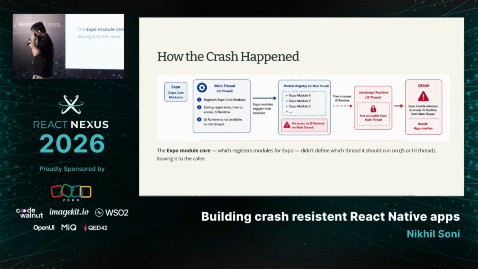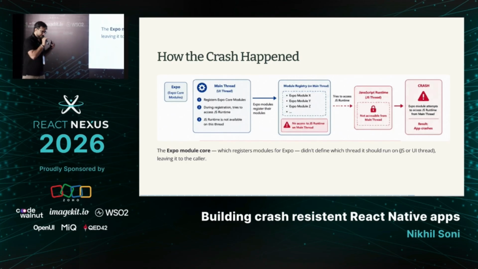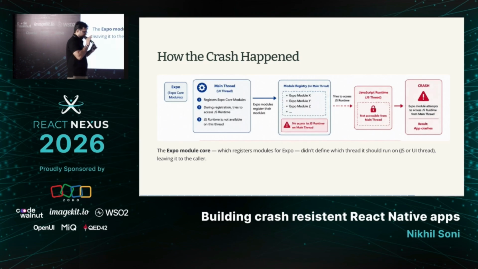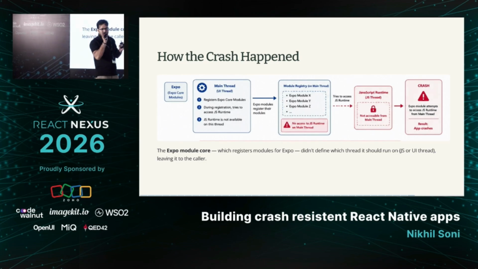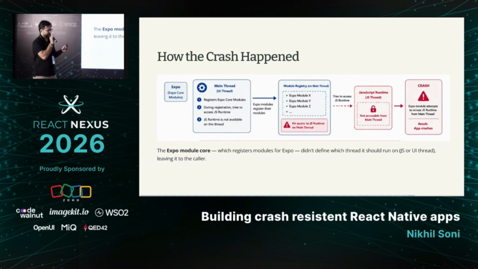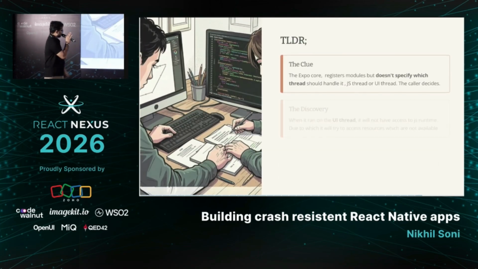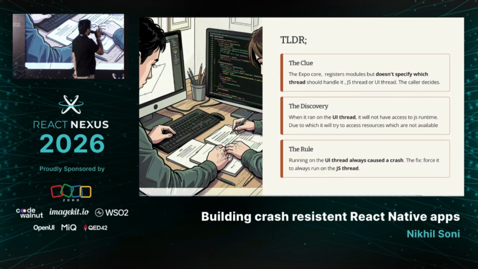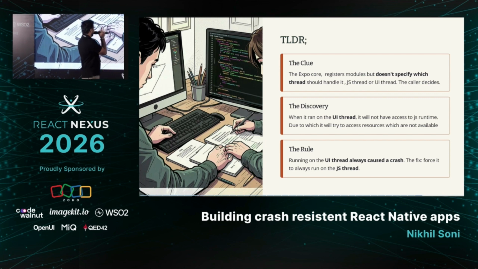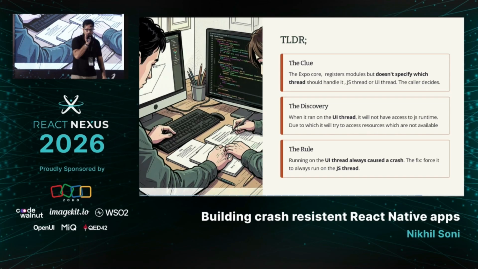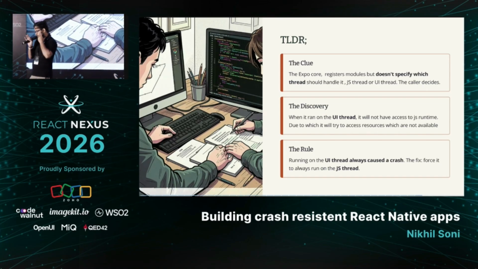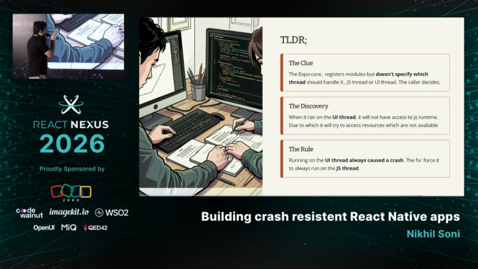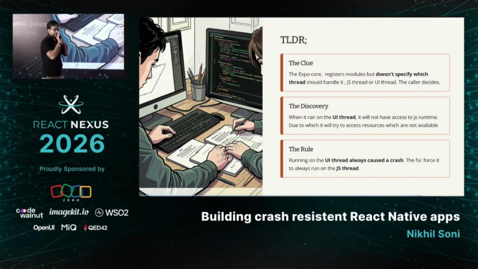So why was the Expo module doing that? And not always, only sometimes. Only for 4 out of 100 users was it causing the crash, and for the remaining 96 it was working fine. What was the cause? The cause was this. The Expo core module registers the core modules, but does not define which thread it should handle, either the JS thread or the UI thread. It defines it by the caller from where it is called.